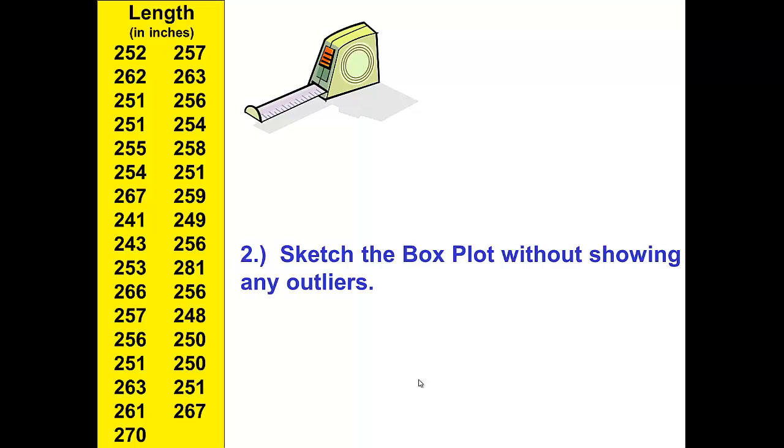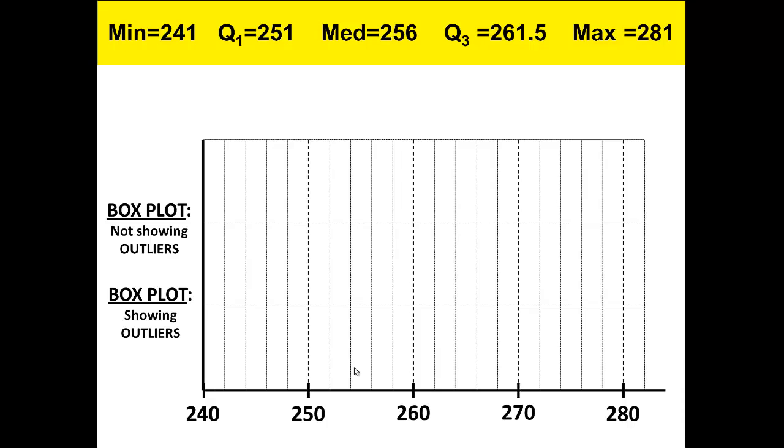Next, let's do question 2. Sketch the box plot without showing any outliers. Keeping in mind our 5-number summary at the top, let's draw a box plot. Notice the scale. Ms. Borlaug, knowing our numbers ranged from 241 to 281, decided to count up by tens starting at 240. Those were the large tick marks.